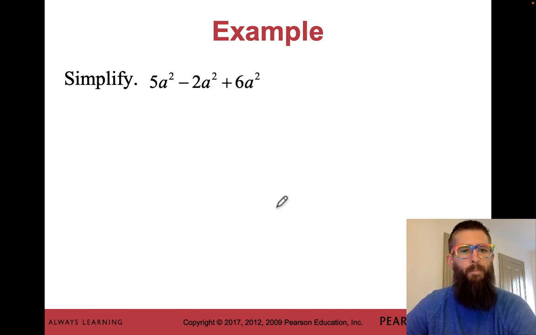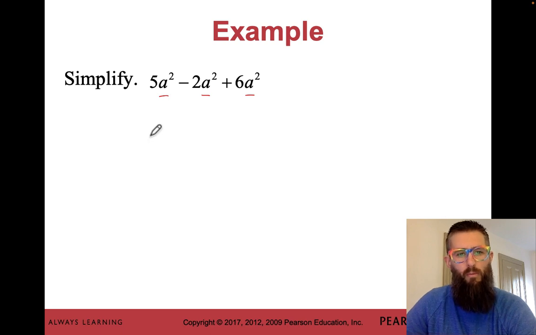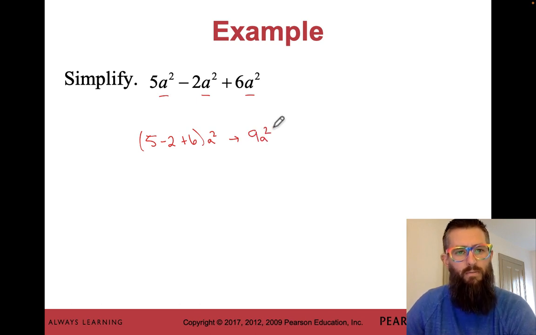So here we're going to have 5a squared minus 2a squared plus 6a squared, so they all have the same variable part. So we could write it like this if we really wanted to. Okay. Now 5 minus 2 is 3, 3 plus 6 is 9, so this is going to result in 9a to the second power.